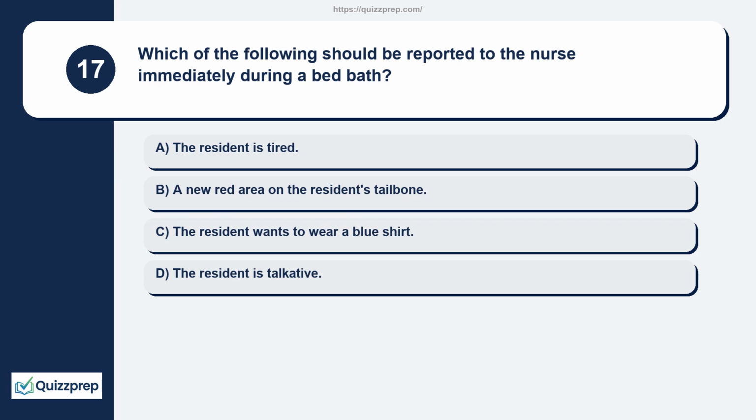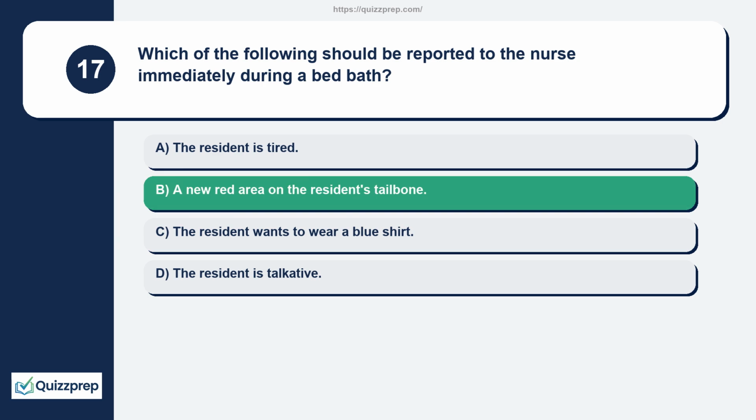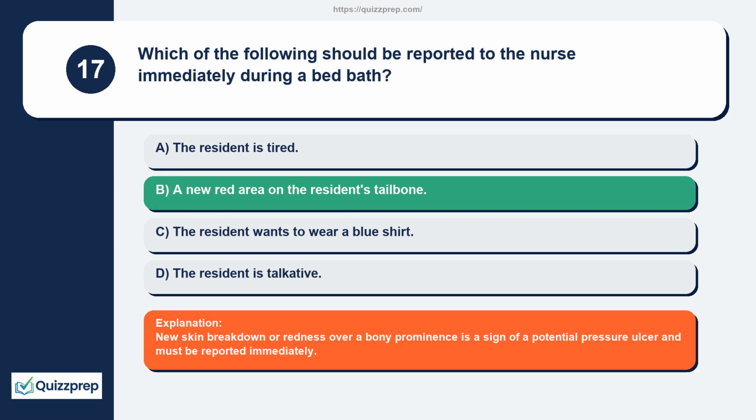Question 17. Which of the following should be reported to the nurse immediately during a bed bath? The resident is tired. A new red area on the resident's tailbone. The resident wants to wear a blue shirt. The resident is talkative. New skin breakdown or redness over a bony prominence is a sign of a potential pressure ulcer and must be reported immediately.